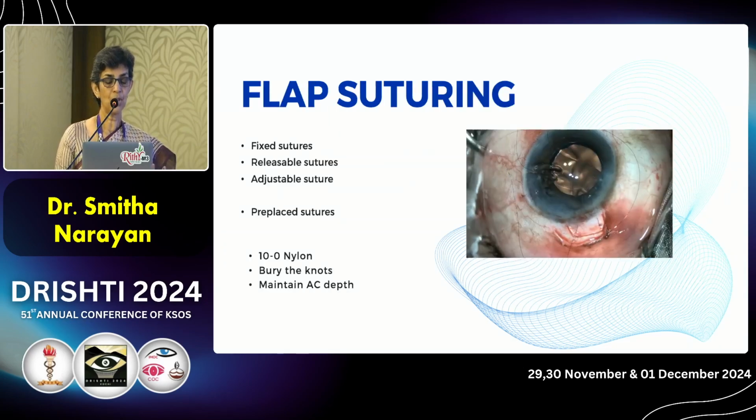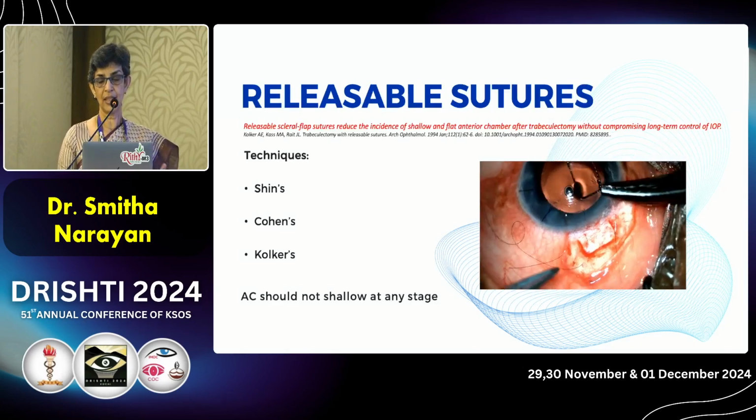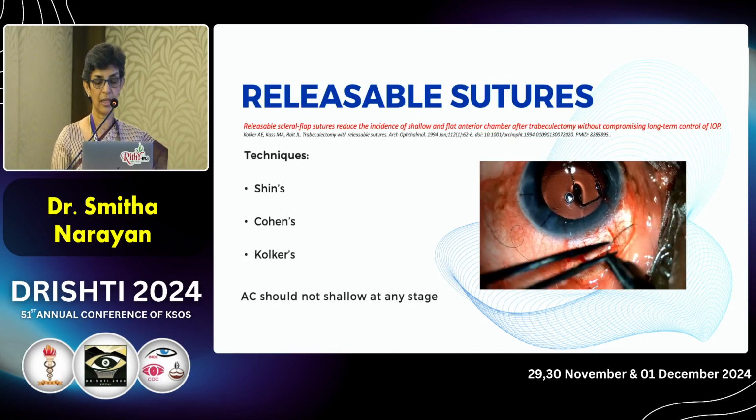The flaps can be sutured in multiple ways, like fixed sutures, releasable sutures, or adjustable sutures. I use the 10-0 nylon where the knots are buried. This is the technique of releasable sutures by Kolker's technique.